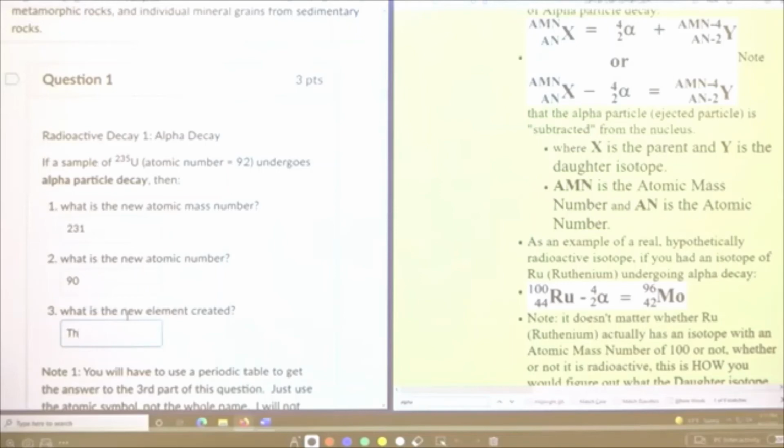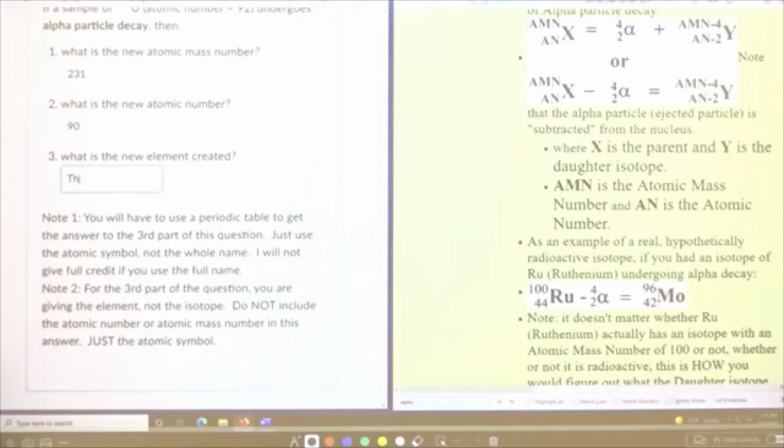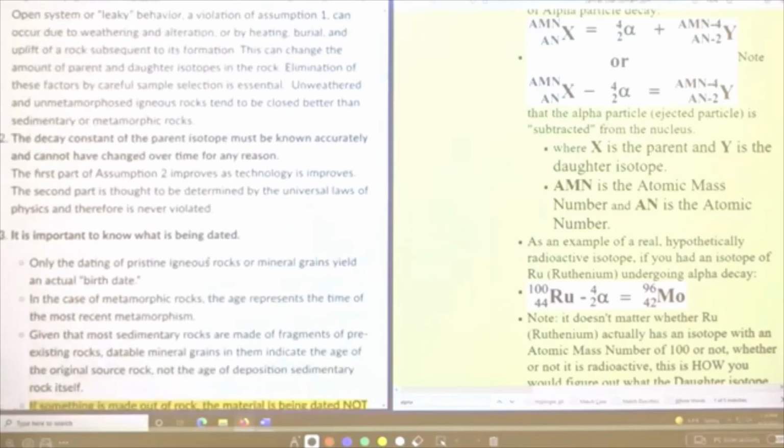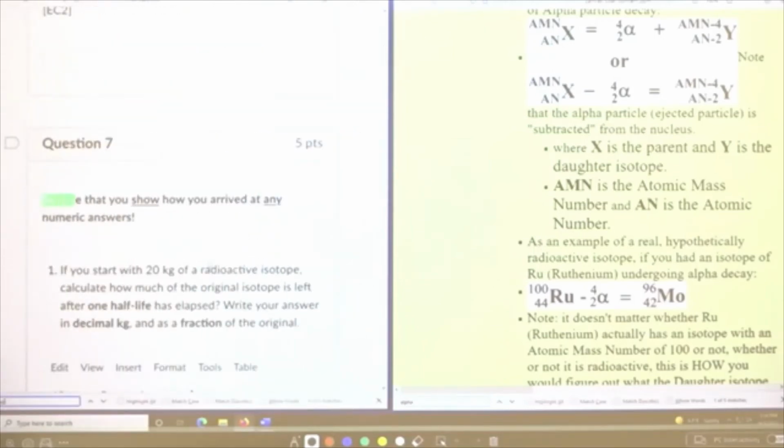Now, one thing I want to mention: in this exercise, I have to put this together in a way that the computer can grade, and I gave you some instructions in order to do that. You have to follow these instructions. These instructions are, first of all, to enable the computer to grade this correctly. Secondly, so that I can see that you know what you're doing. Third, so that you're less likely to make mistakes. And fourth, because when you come back to this material to study it, you will look at what you did and see how you did it. And so that is why, in every case, I tell you to be sure that you show how you arrived at any numeric answers.